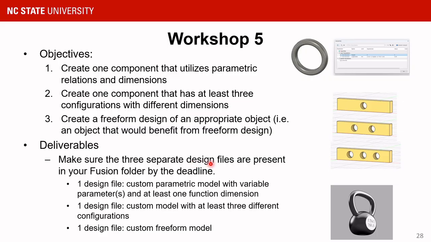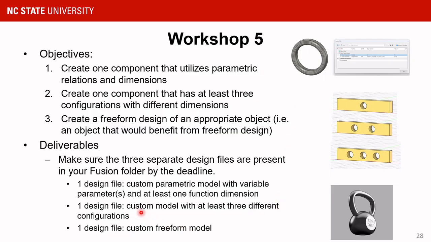The specific deliverables that you're going to want to make sure are on 3 separate design files present in your Fusion folder. The first is a design file of a custom parametric model with variable parameters and at least 1 function dimension. So what this could look like is something like our ring, where we have a value that we put in, some sort of parameter, and then a specific function that references that parameter, that as we scale the parameter, it will scale the dimension that is referencing that parameter, just like we did with the ring and just like we did with the smaller simple box and the height of the box.